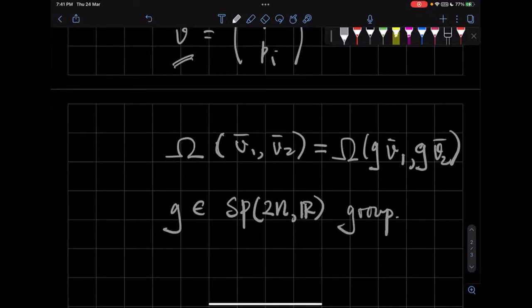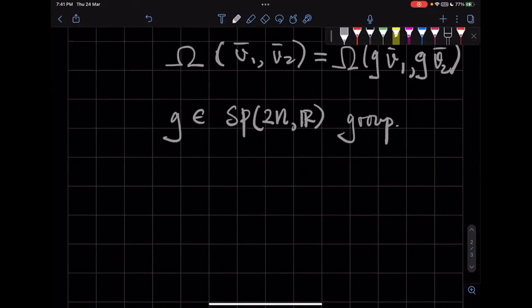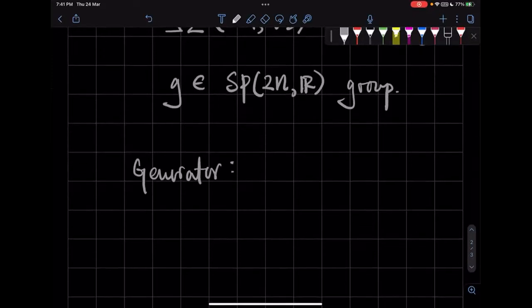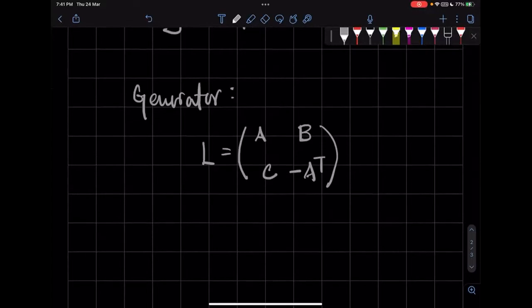Okay, so we did very explicitly the SP2, where n is 1. And then I just said that for the general case, the generator of SP2NR has to be of this form, where these are n by n block matrices, and B is symmetric and C is symmetric.